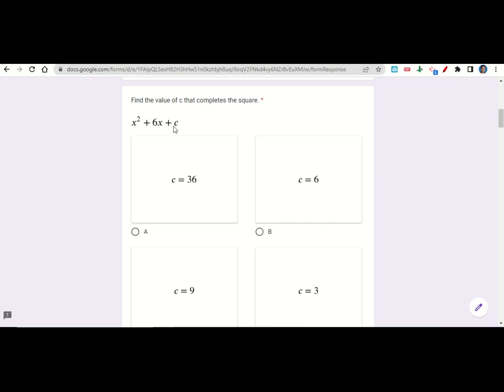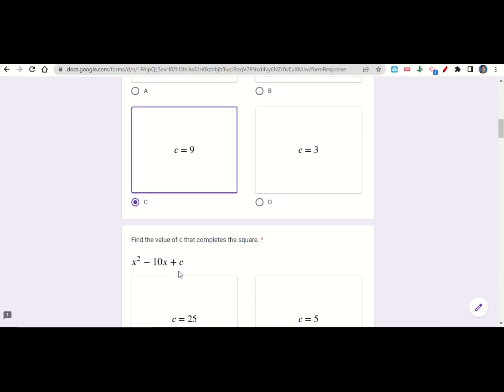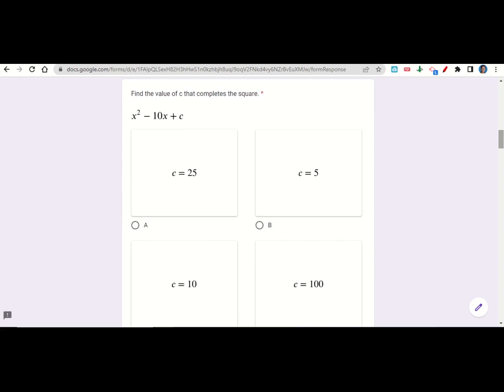Well, what we should recognize is that c is going to be the square of half of whatever this value is. So if we take 6 and cut it in half, that's 3, and then we square it. So 3 squared is 3 times 3, which is 9. So c should be 9. So we go ahead and check that one. Then we move on to the next one.